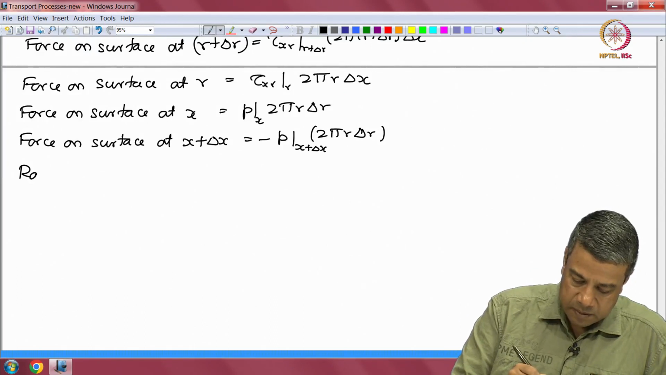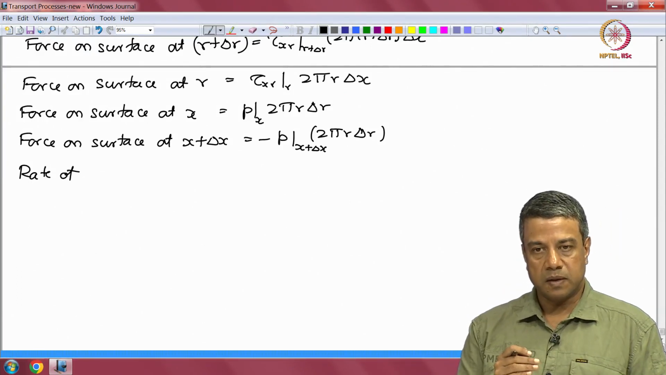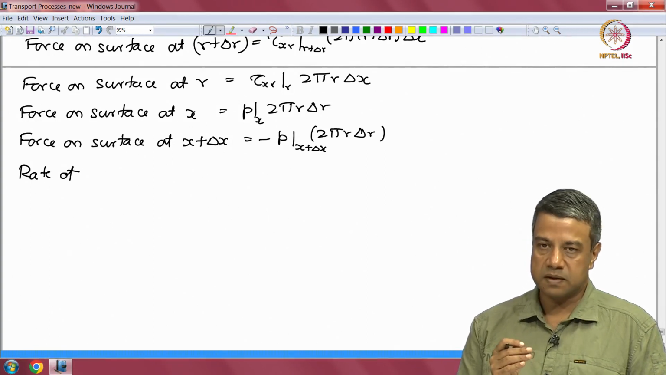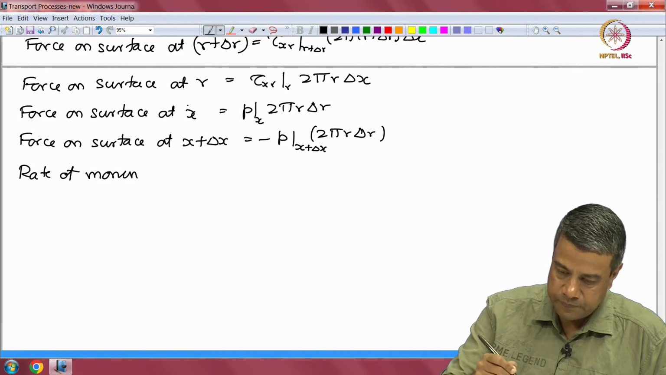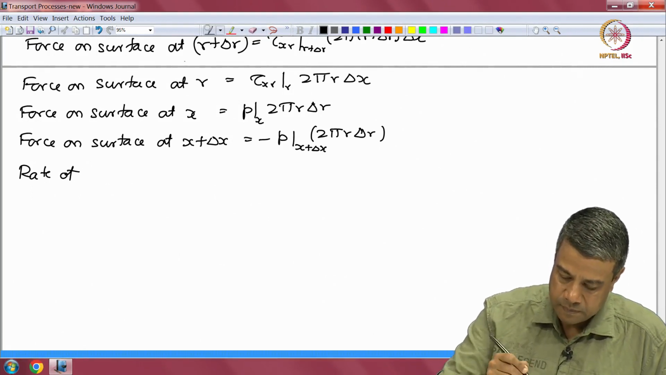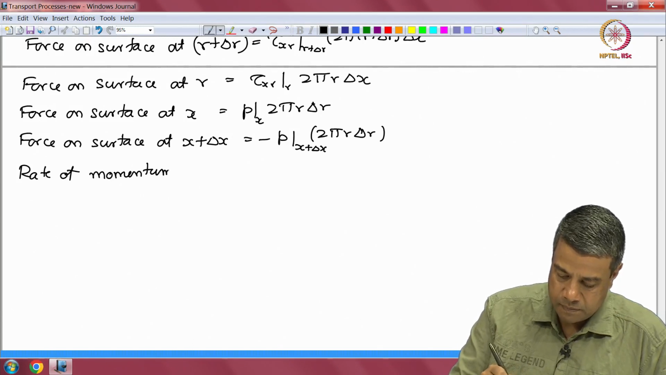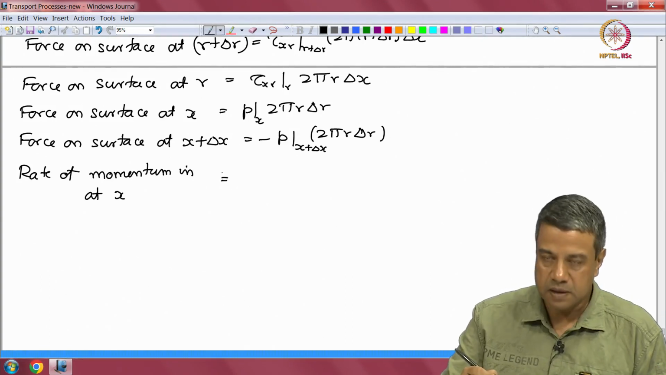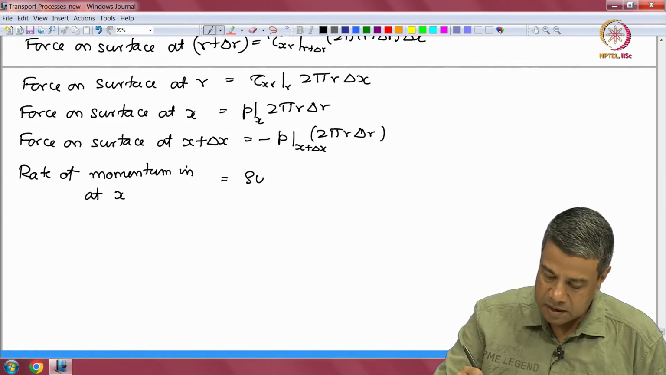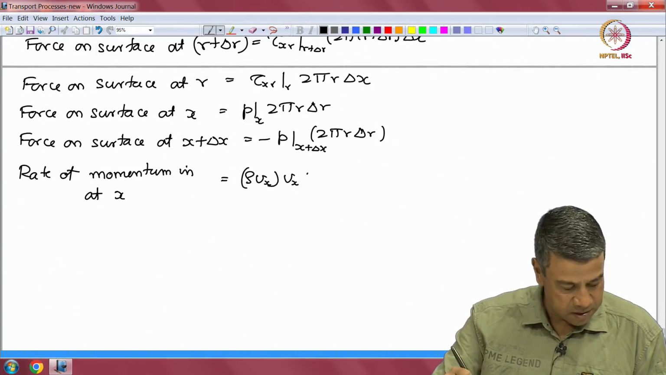So, rate of momentum in, note that there is no velocity around the cylindrical surfaces, there is no flux of momentum there. So rate of momentum in at x is equal to the momentum density times the velocity times the surface area.